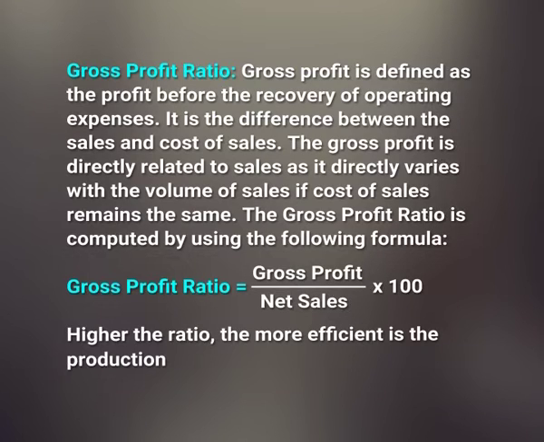Now, gross profit is defined as the profit before the recovery of operating expenses. It is the difference between the sales and cost of sales. The gross profit is directly related to sales, as it directly varies with the volume of sales, if cost of sales remains the same. The gross profit ratio is computed by using the following formula. Gross profit ratio is equal to gross profit divided by net sales multiplied by 100. Higher the ratio, the more efficient is the production.